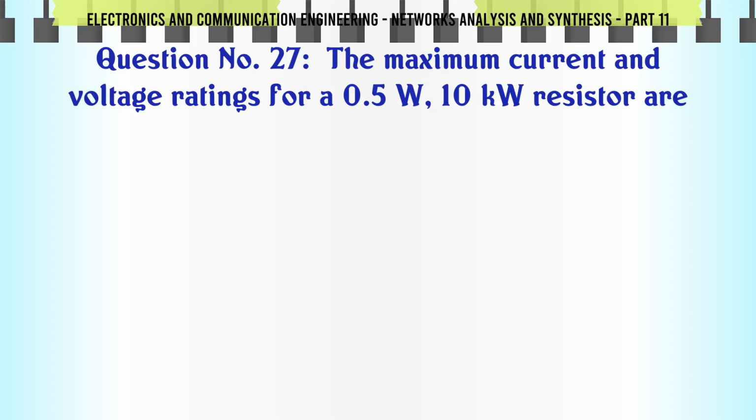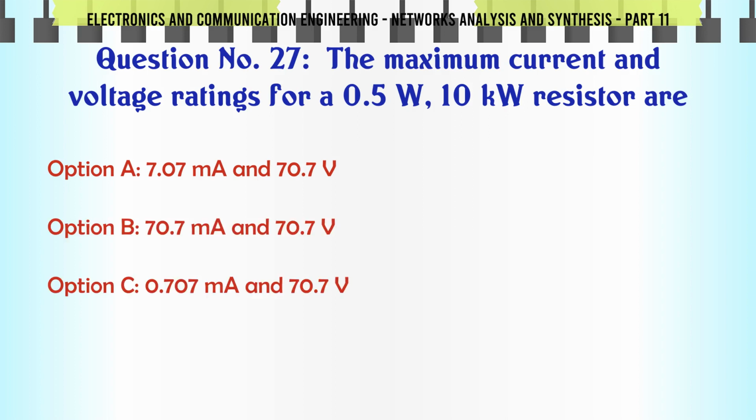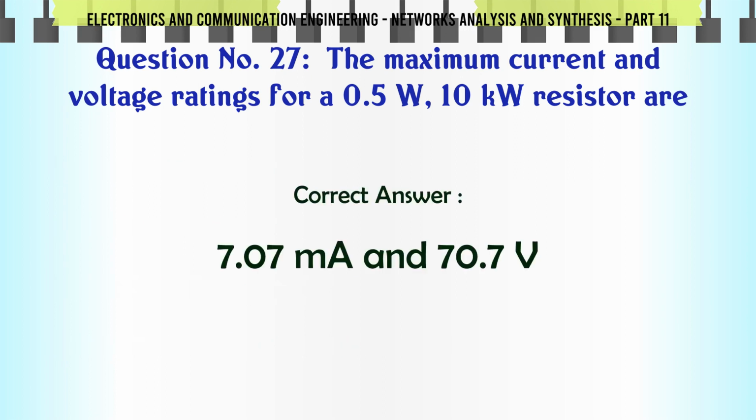The maximum current and voltage ratings for a 0.5 watt 10 kilohm resistor are: A) 7.07 mA and 70.7 V, B) 70.7 mA and 70.7 V, C) 0.707 mA and 70.7 V, D) 7.07 mA and 70.7 x 10^3 V. The correct answer is 7.07 mA and 70.7 V.